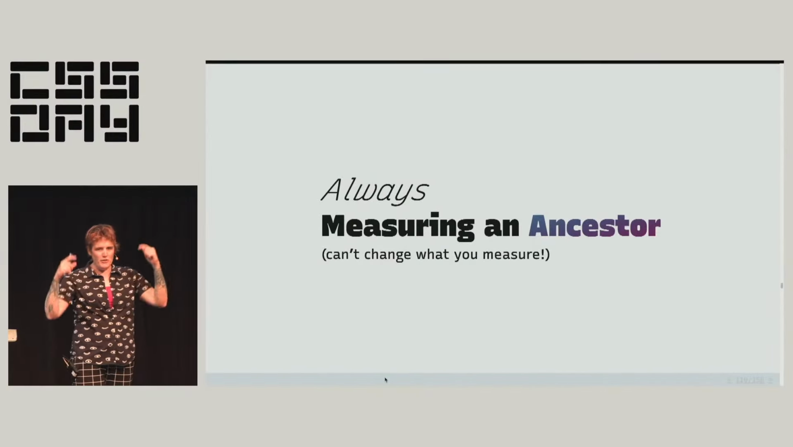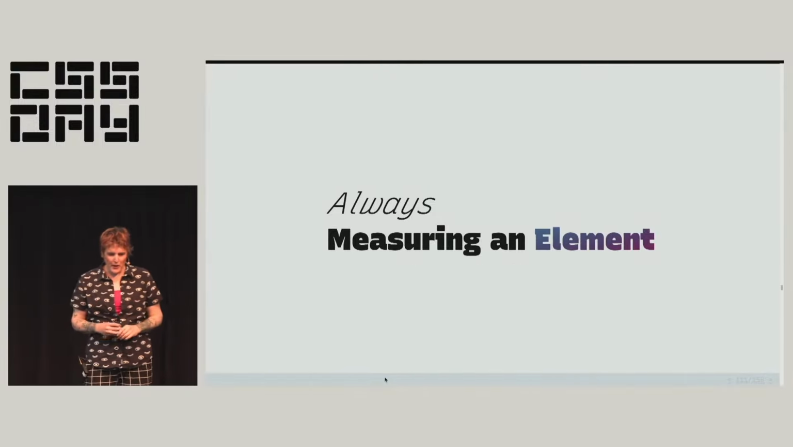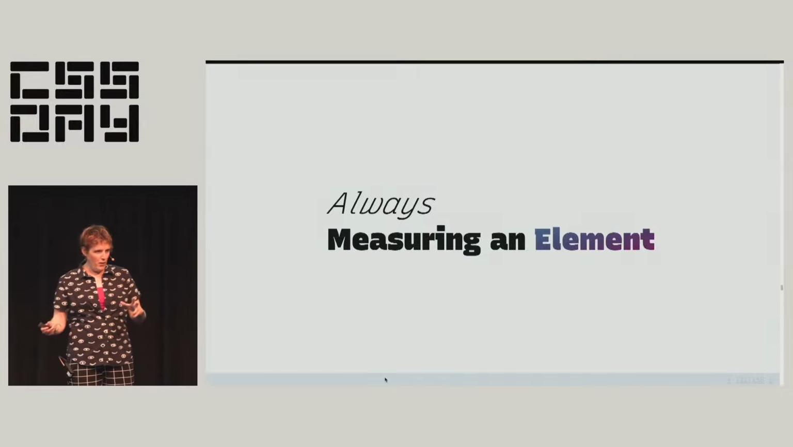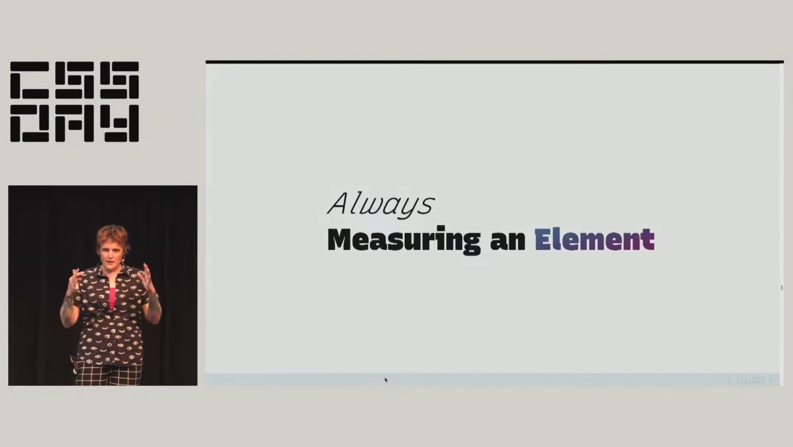So each one is always measuring an ancestor. We can't change the thing we measure. That would break all of the rules, like time travel or something. We're also always measuring an element. We're not measuring some abstraction. We're always measuring the size of an element.